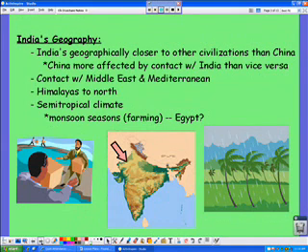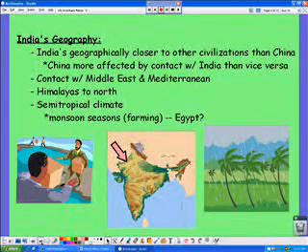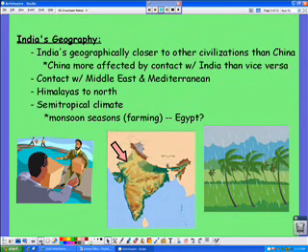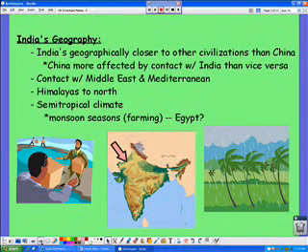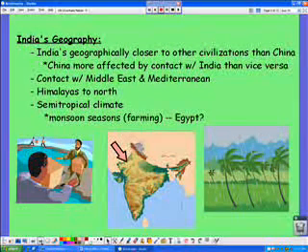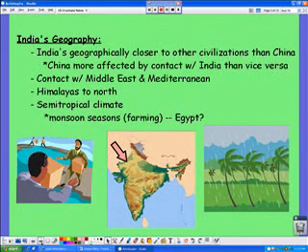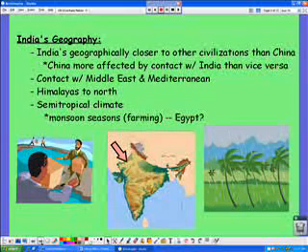So, some interesting things to note. One, India is geographically closer to the other major civilizations. One of the things I really miss about not being in a history room right now is not having a map. But if you can picture a map of the world in your head, picture where Greece and Rome would be in southern Europe. And then head just slightly east from there to where Mesopotamia would be in the Middle East. And then just slightly east from there is India. And then China is clear on the other end of Asia.